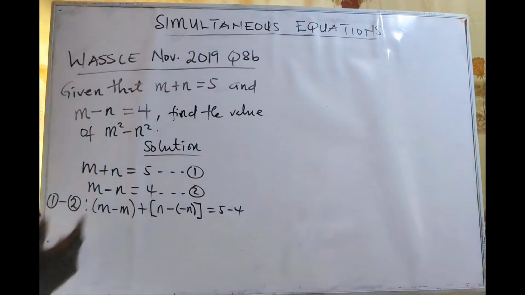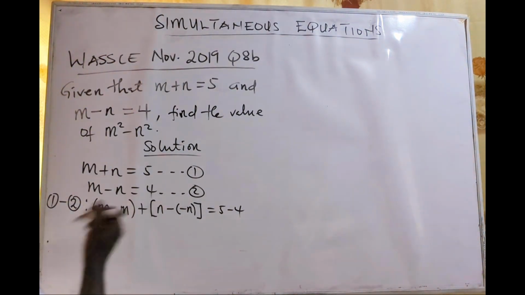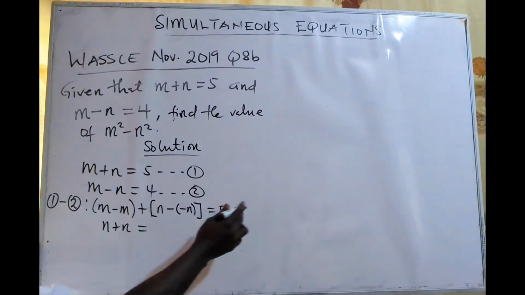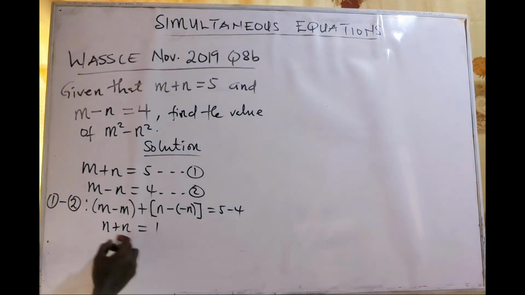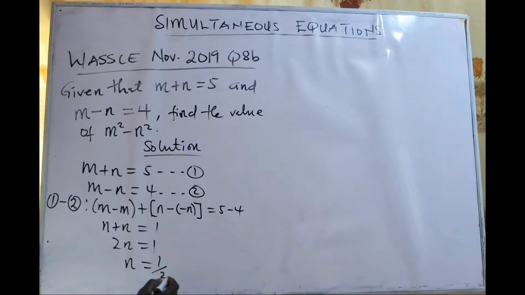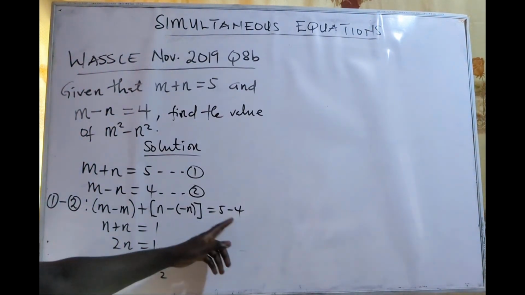So m minus m will go away to be 0, then n minus minus n will be n plus n, and then 5 minus 4 will give me 1. So 2n will equal 1. And what will be my n? 1 over 2. So our n here is going to be 1 over 2. Alright, we have gotten the value of n.